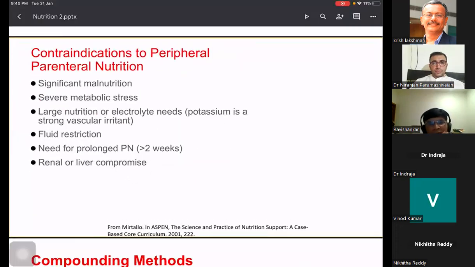Contraindications to peripheral parenteral nutrition are significant malnutrition, severe metabolic stress, prolonged requirement of nutrition, fluid restriction, and renal or liver compromise.